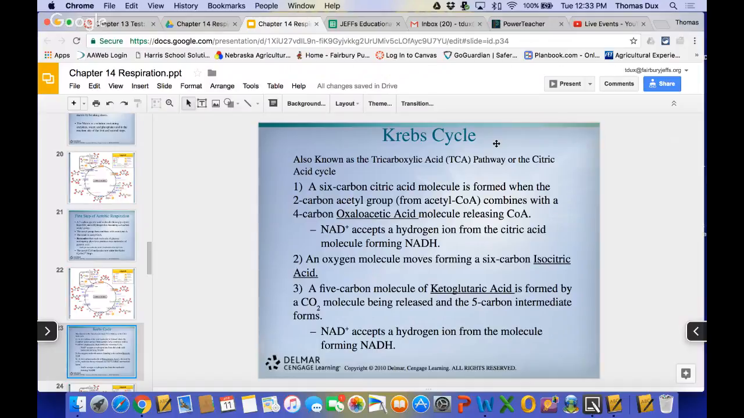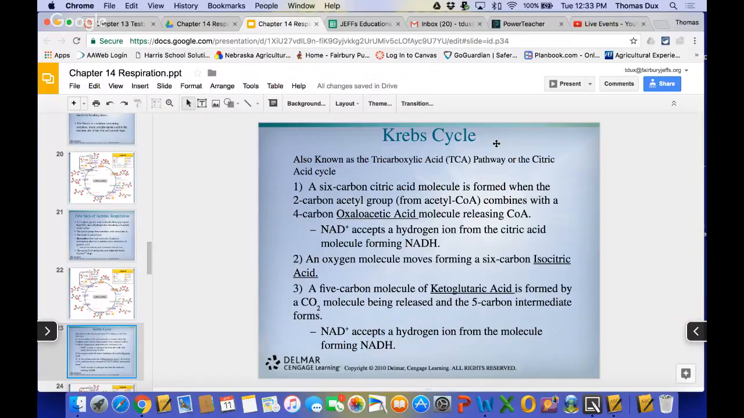So this is what we got. A 6-carbon citric acid molecule is formed when the 2-carbon acetyl group, or acetyl-CoA, combines with oxaloacetic acid. This oxaloacetic acid has 4 carbons. So 4 plus 2 equals 6. Okay? So now we have a 6-carbon compound called isocitric acid.